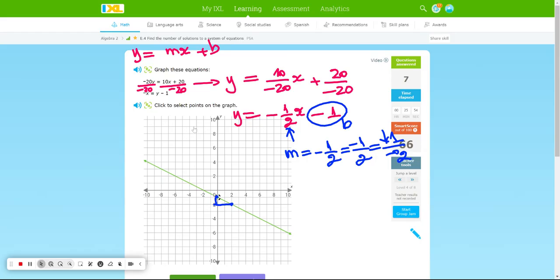So let's go and find the slope-intercept form of the second equation. We do the same thing over here. So take a look.